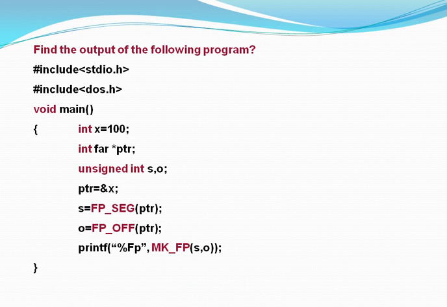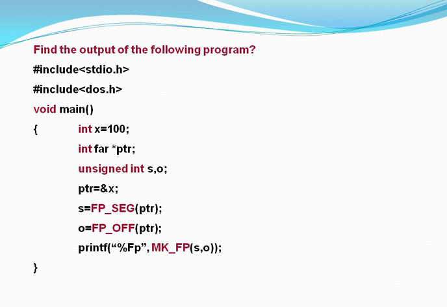So find the output of the following program. We are having one variable integer x is equals to 100, int far star ptr, unsigned int s comma o, then ptr is equals to address of x. So we are fetching the individual segment address and then offset address by using fp underscore seg and by using fp underscore off.